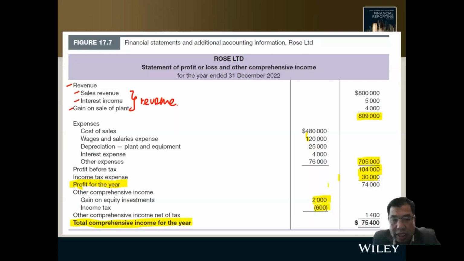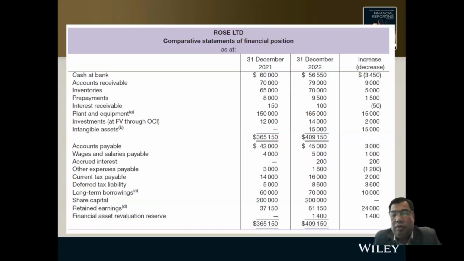So this is the information given to you. There is a lot of important information here that will help you prepare your statement of cash flow. This is document number 1. For document number 2, you will be given a comparative statement of financial position. In your final exam, you will be given two years, last year and current year. You are not given the increase or decrease; you have to do it yourself. So they have your cash, accounts receivable, inventory, prepayment, interest receivable, and all these are current assets.